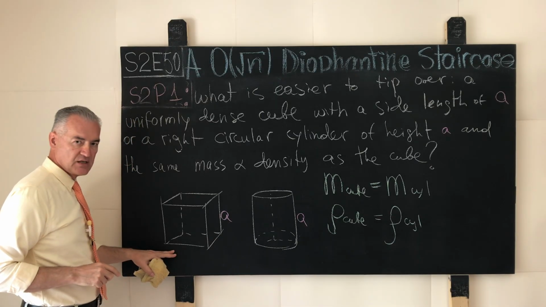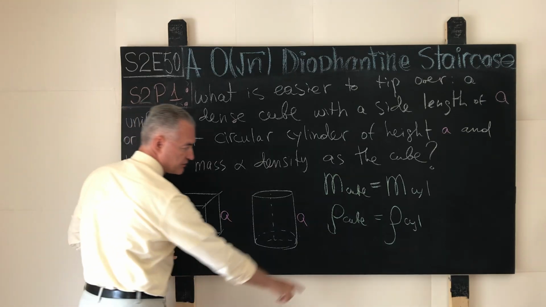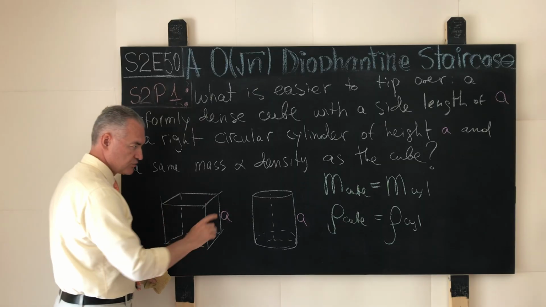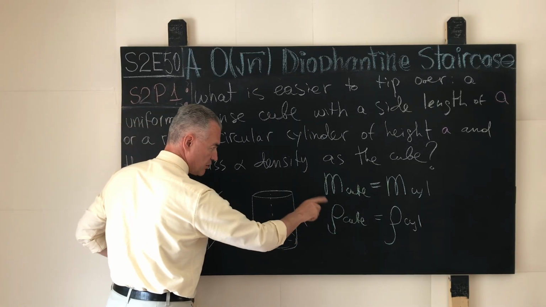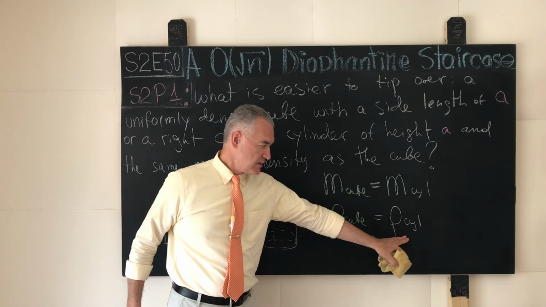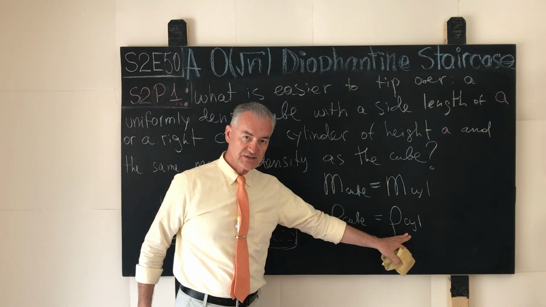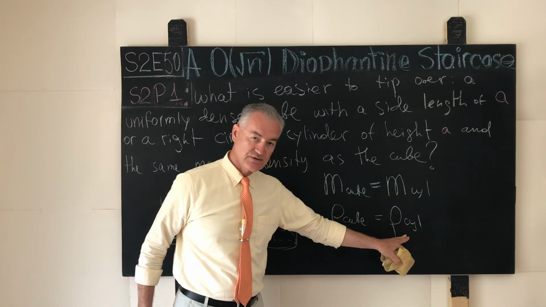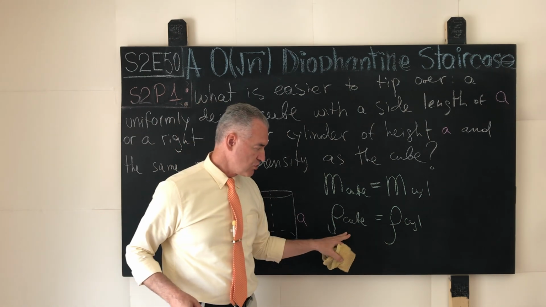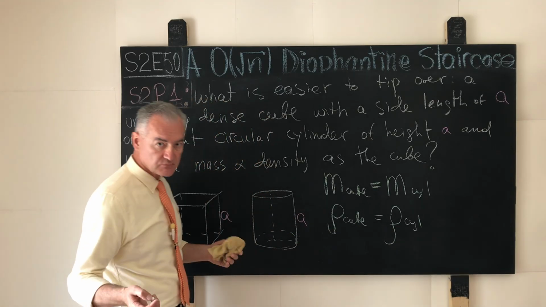This is a solid cube that is made from some material. The density of this material is rho over cube. We know what the volume is. We know how density, mass, and volume are connected. The mass of the cube is equal to the mass of the cylinder, and the density of the cube is equal to the density of the cylinder. Rho is traditionally, at least in my time, the letter for the density of a certain substance.